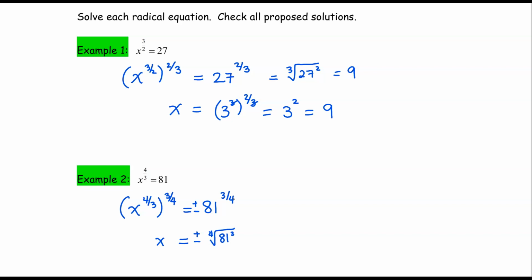Now, since I'm not using a calculator, I will just write this in exponential form. So this is equal to plus or minus, I would still copy plus or minus. Now 81 is actually equal to 3 to the 4th. That's 3 times 3 times 3 times 3, 3 multiplied by itself 4 times. And raise this to 3/4. Cancel the 4. You have plus or minus 3 cubed, which is 27.